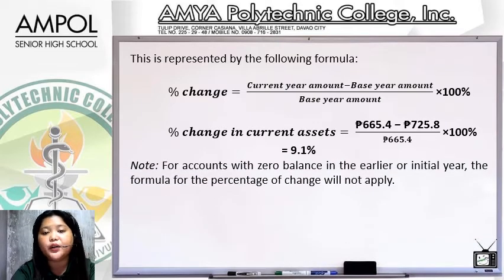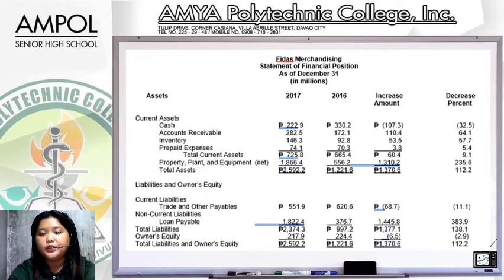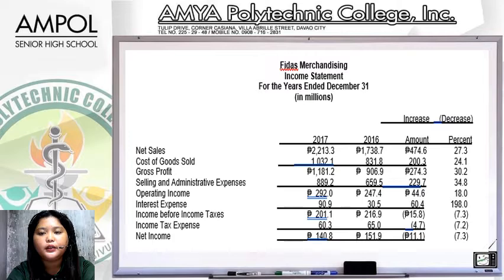Note that for accounts with zero balance in the early year or initial year, the formula for the percentage of change will not apply. Okay. Next example, this is a continuation. So we already have the increase amount and the decrease percent. Next, this shows the income statement for the year ended December 31, in millions, with the increase and the decrease already.